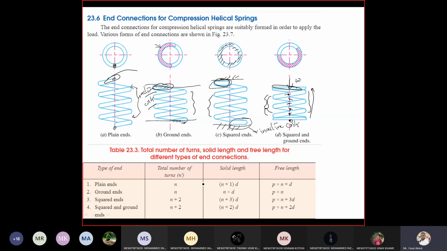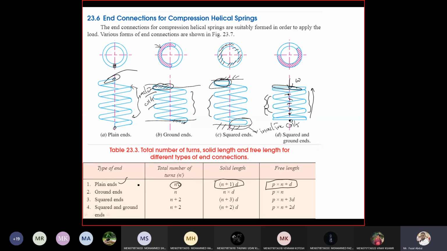For this, you have to remember this table. If the problem is given as plain ends, the total number of turns is n. Solid length is considered as (n+1)d. Free length is considered as n into p plus d. So these equations you have to remember.